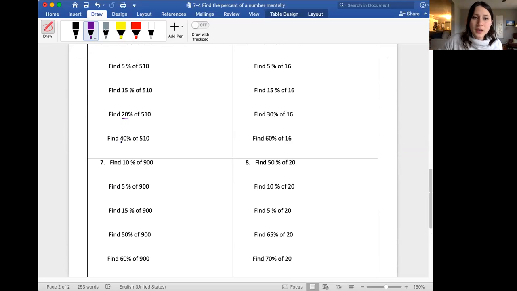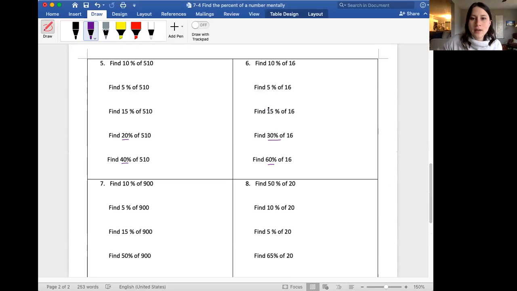20% we've done, but then it goes to 40%, right? 30% and 60%. So think of if you found, let's say that we found 10% of 16, that's 1.6. Okay, we did this one together as a class, right up there. But 10% of 16, well, you're gonna multiply this by 3 to get 30%. So 1.6 times 3, or 16 times 3, do you know what that is?